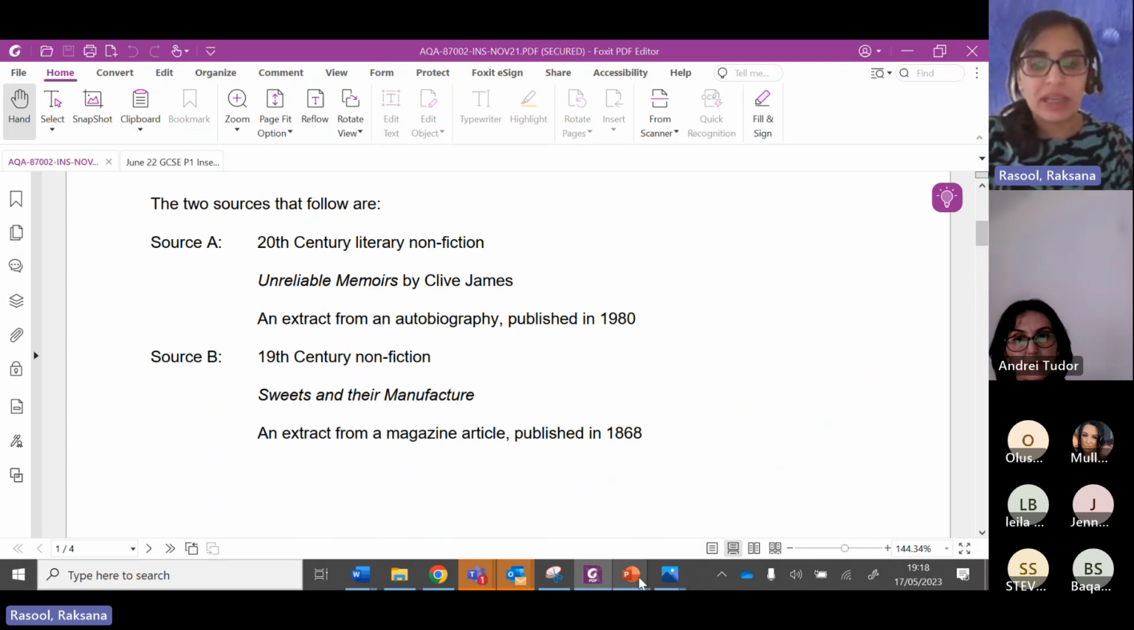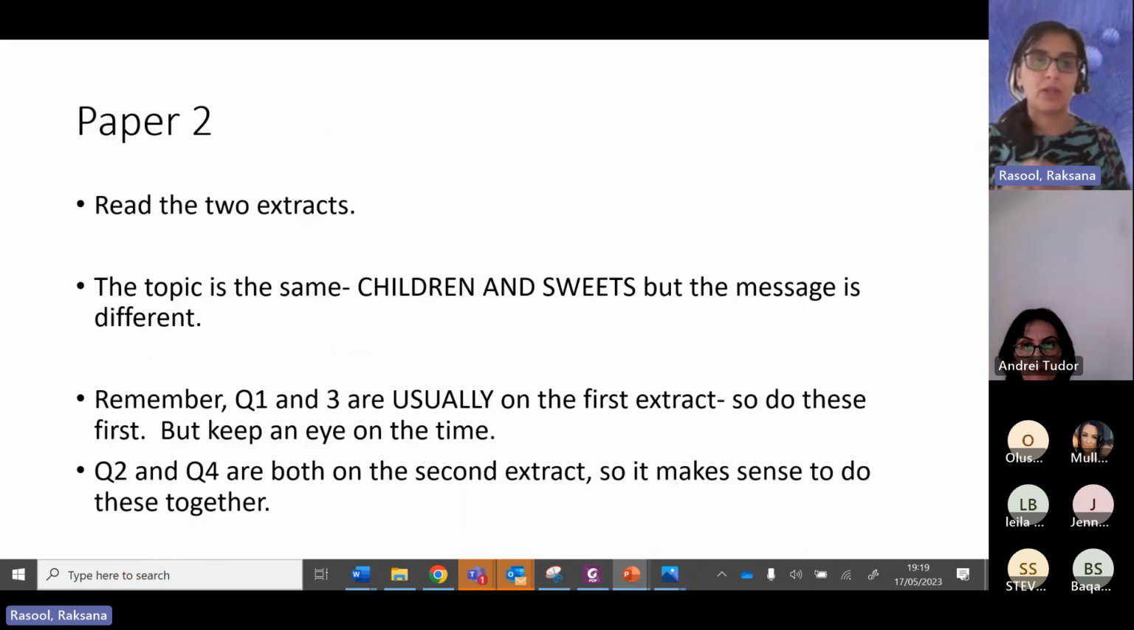Now the key thing to remember here about paper 2 is the topic is always going to be the same. They will have something in common, and in this extract the common thing is children and sweets, but actually the message is going to be different. They will always have a different moral message or a different moral tone.